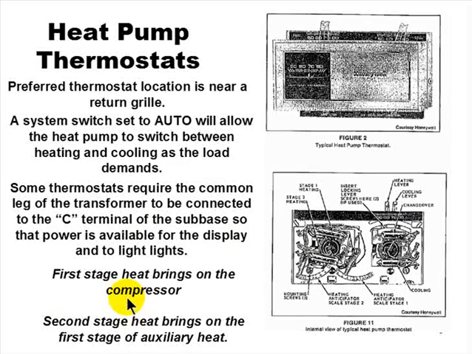Understand that a two-stage heat pump thermostat, the first stage brings on the compressor. The second stage brings on the first stage of backup heat. And what brings it on? The demand. In other words, you set the room for 70 degrees, and the heat pump is running, and the temperature in the room drops, this being heating season, to a degree and a half or so below 70, it pulls the second stage thermostat in. And the second stage thermostat pulls in the strip heat, and that should bring heat on into the room. If it continues to drop, it'll pull the next stage in, and so on and so forth.